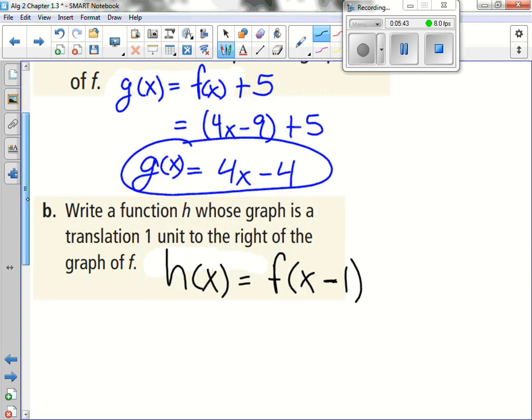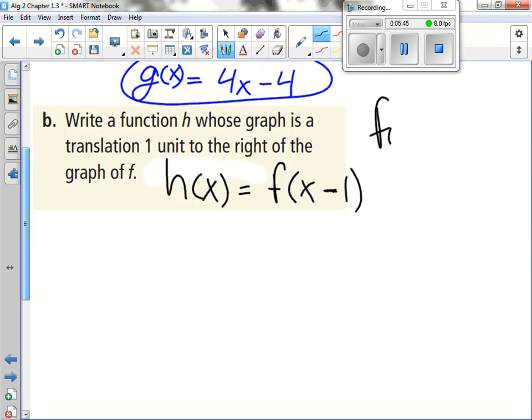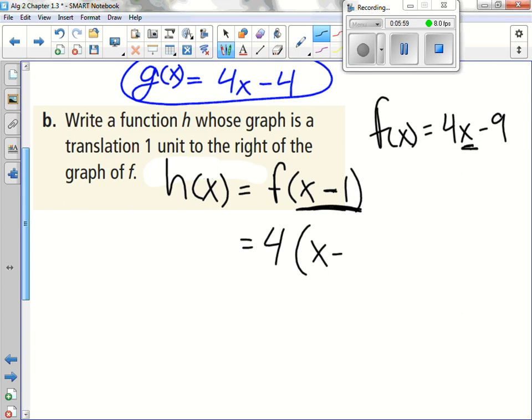Now, just as a reminder, our function f of x, I'll write it over here, is equal to 4x minus 9. Now, again, we don't have x anymore. We have x minus 1. So here in x, we're going to replace it with this x minus 1 when we rewrite this out. So we'd have 4 parentheses x minus 1 minus 9.